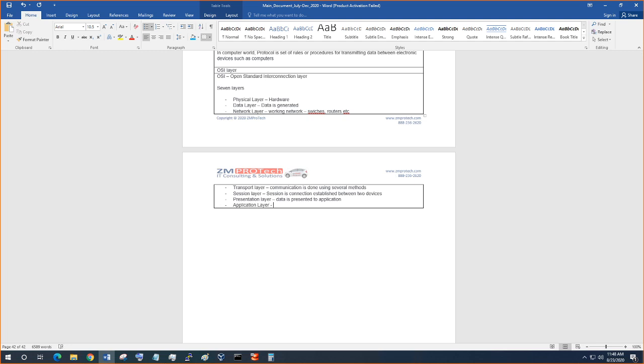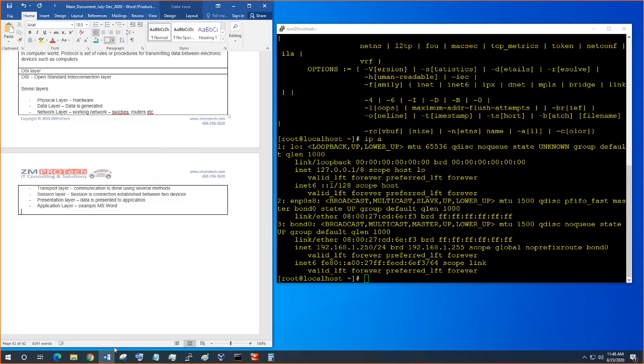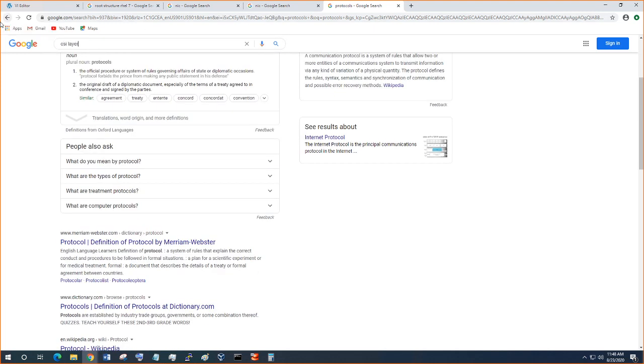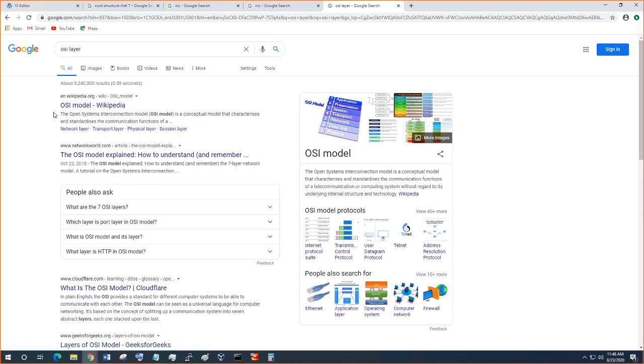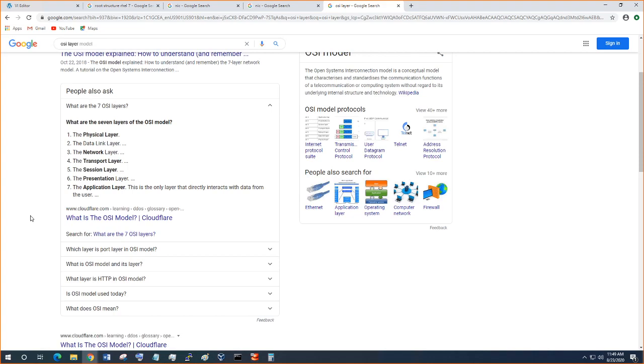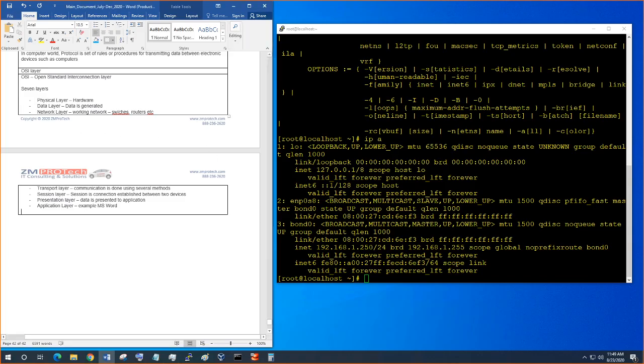the application. An example is Microsoft Word. This is the application layer. So let me see here. Physical, data, network, transport, session layer, presentation layer, application layer. Okay, these are the layers here.